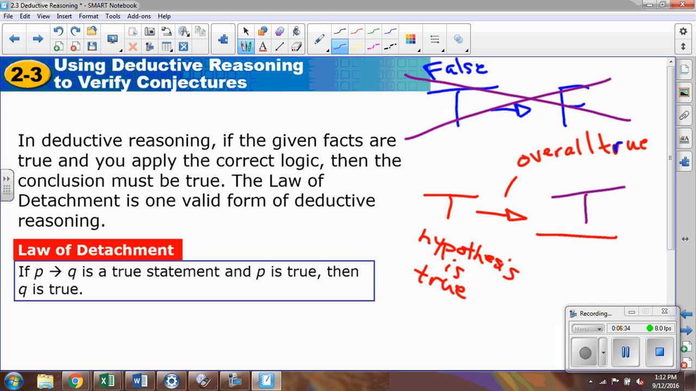This is the law of detachment. If you start off with the stuff in red being true, if you know you have a true hypothesis, and you know you have a true conditional, that forces the conclusion to also be true.